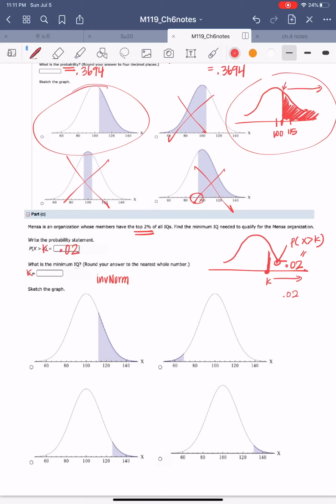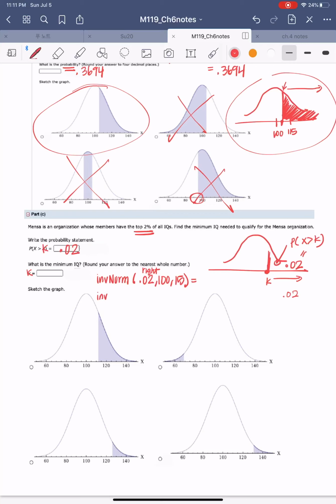Here's the option. If you have the nice calculator where you can set it up, I'll write both of them. You can use 0.02, 0, 100, 15, but you have to select this one as right, so don't forget.